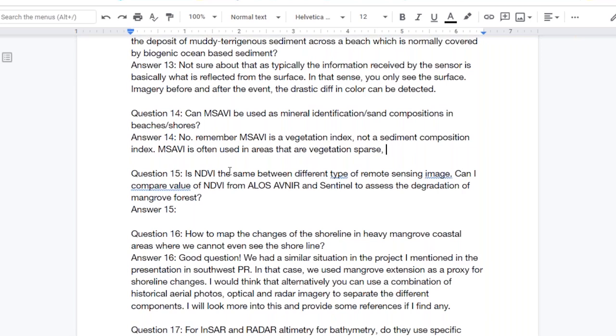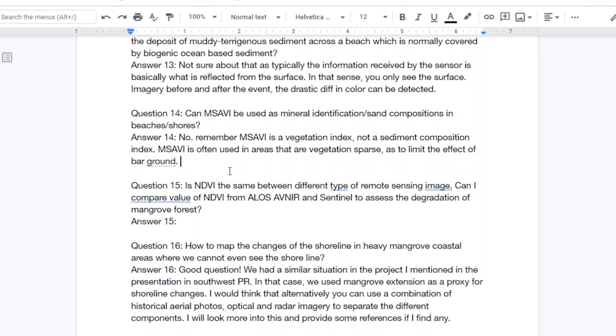And probably you can help me with the next one as well. Is NDVI the same between different types of remote sensing images? I'm not clear about what the person meant by that, but can I compare the value of NDVI from ALOS, AVNIR, and Sentinel to assess the degradation of mangrove forests?